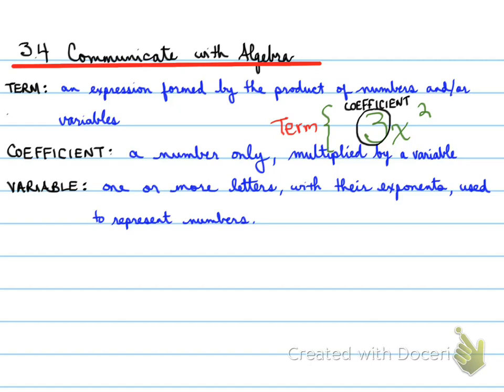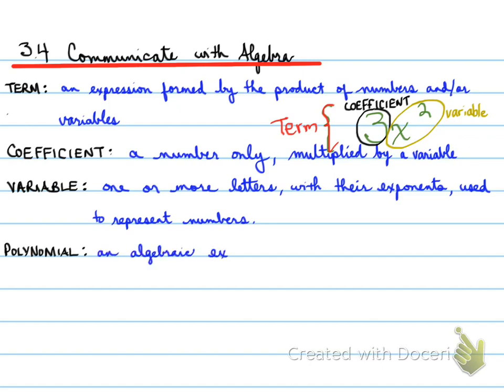Now, the x squared... The x squared is known as the variable. Okay? So the whole thing is called a term, but each piece has a specific name. The number itself, the coefficient, is a number, and the x squared is known as our variable. And this is going to be important later on when we're looking at like terms.